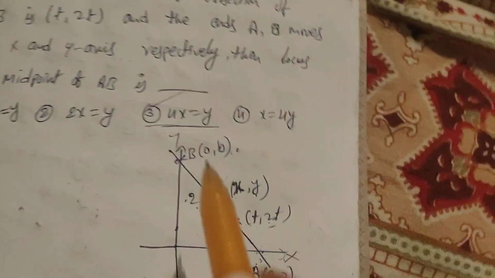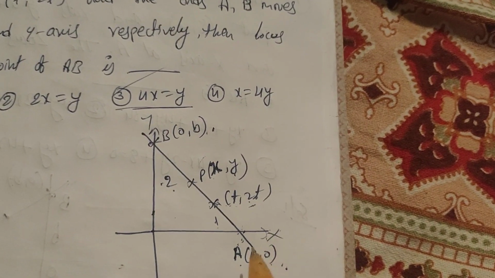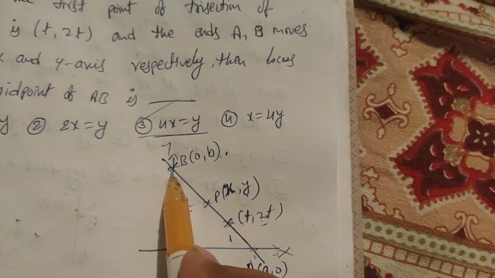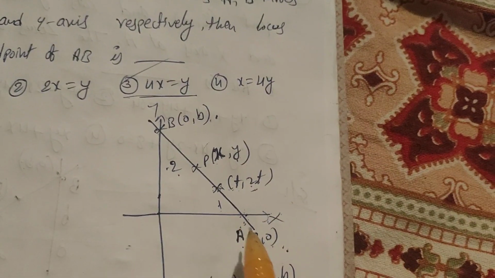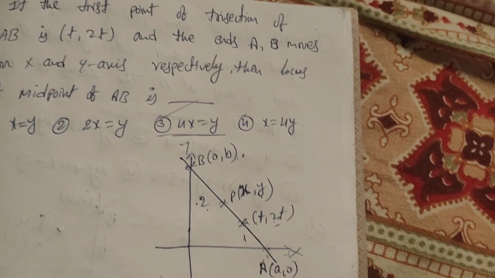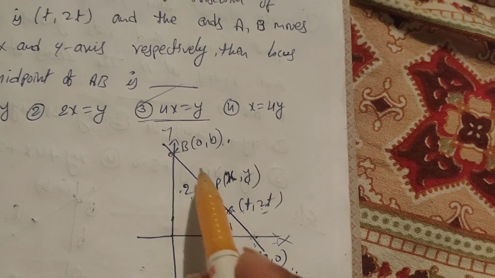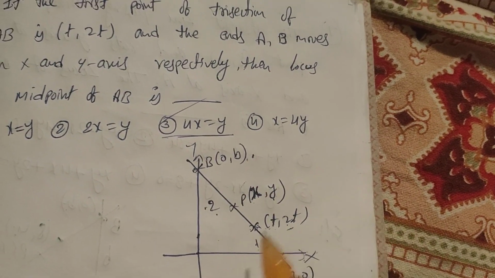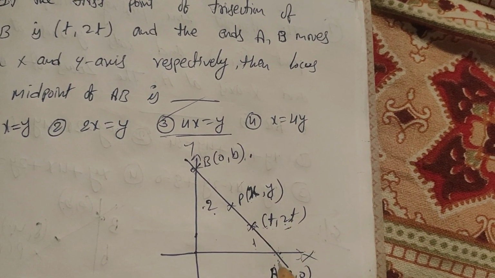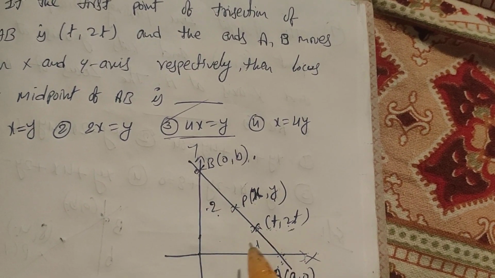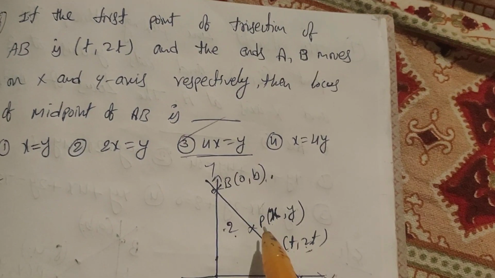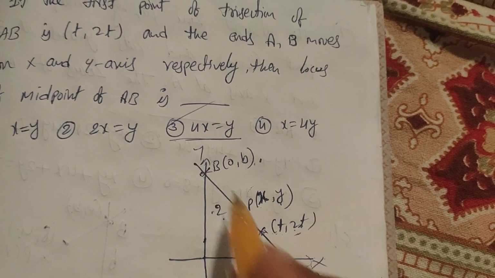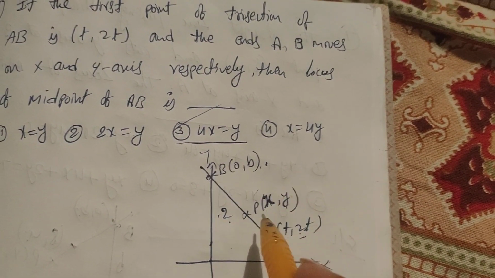So take the coordinate axes, so this is the point A on the x-axis, point B on the y-axis. Let us consider point A as (a, 0), point B as (0, b) on the y-axis, and (t, 2t) divides line segment AB in the ratio 1:2. Let P(x, y) be the midpoint of AB. Now we have to find the locus of this midpoint.